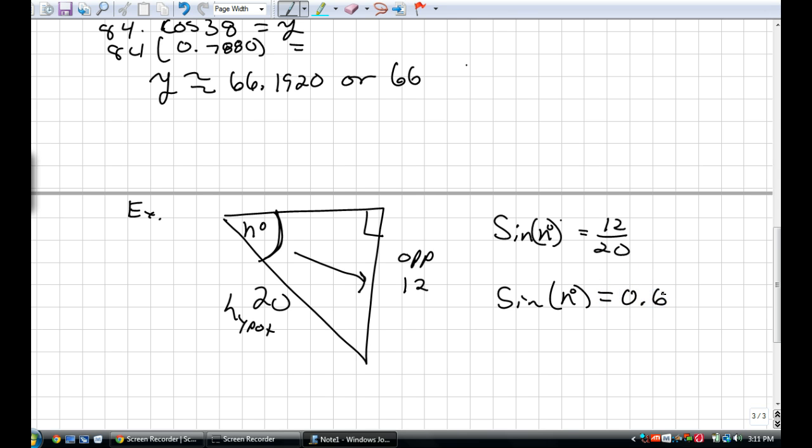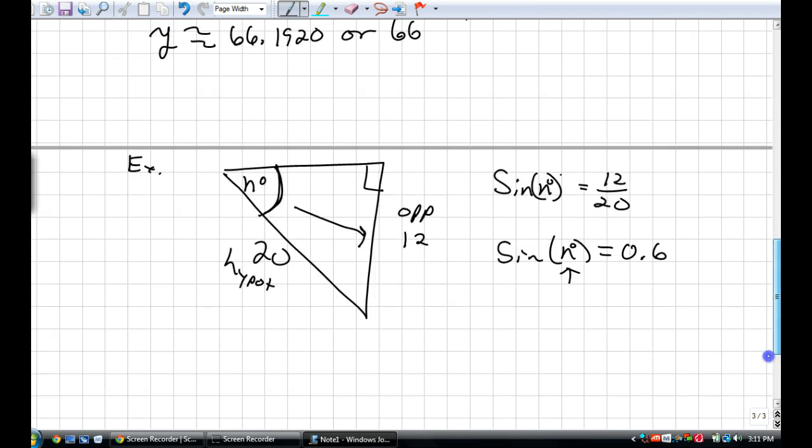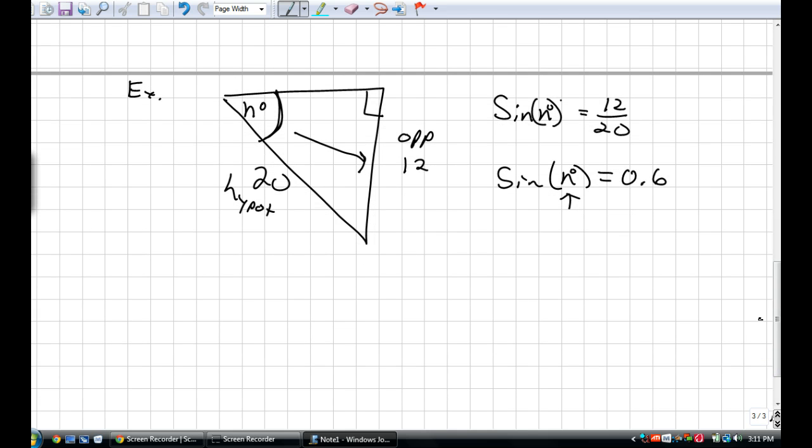So what I want to do is find the angle. When I want to find the angle, we use what's called the inverse function. So we say n degrees is equal to sine inverse of 0.6. On your calculator, if you look above the sine button, you'll see a sine inverse. If you do sine inverse of 0.6, you get n is equal to 37 degrees. So the measure of that angle must be 37 degrees.